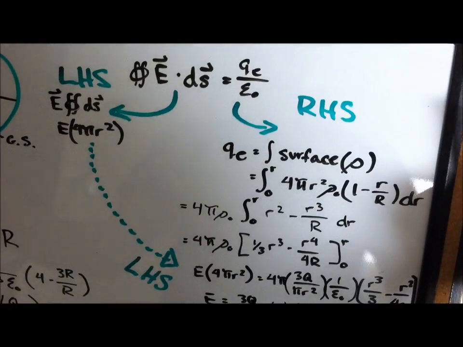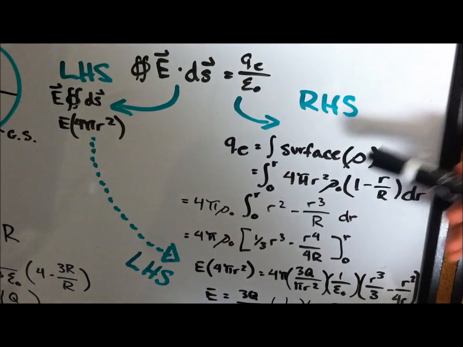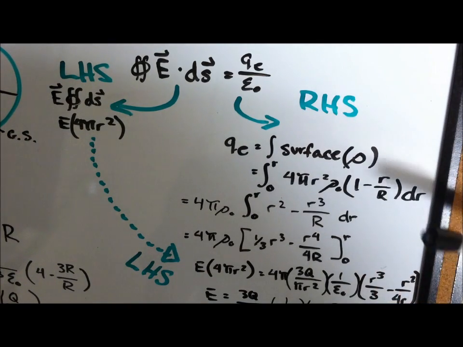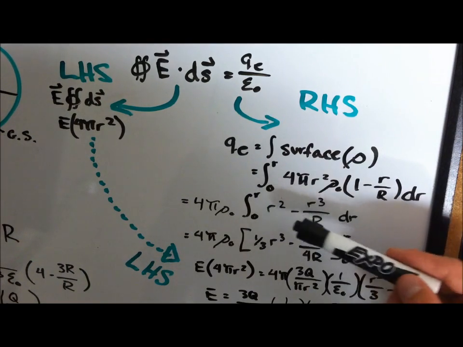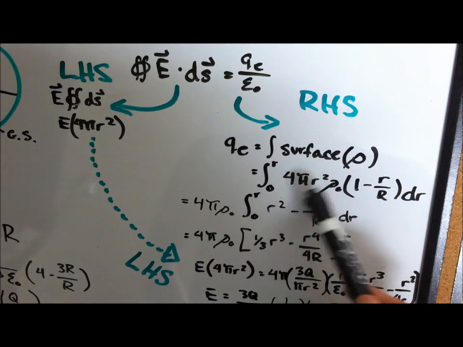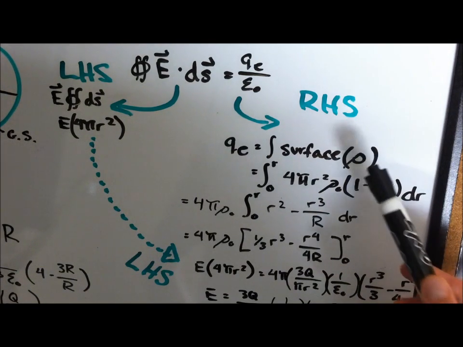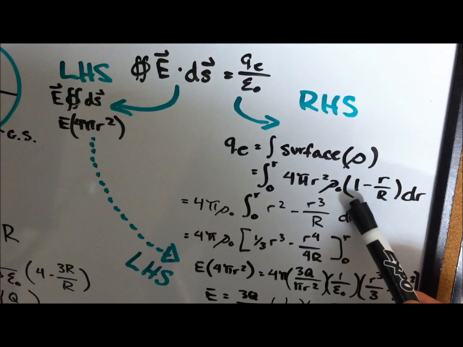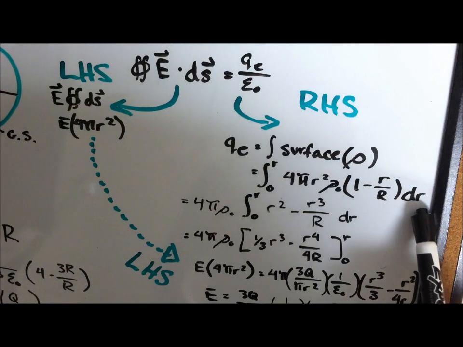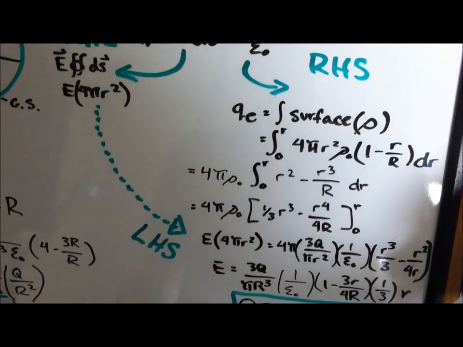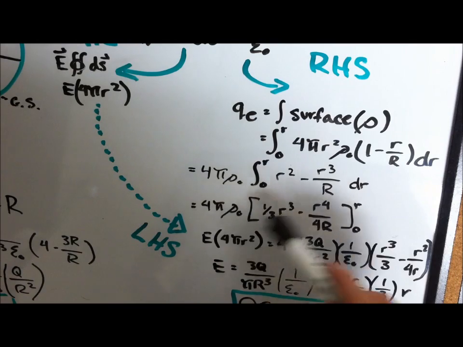So now we'll move on to the right side. For the Q enclosed, the charge of the enclosed area, we're going to have a surface times some charge density. This is going to be the integral from 0 to little r, and we're going to have 4 pi r squared as our surface, times, from the previous problem, rho naught times the quantity 1 minus little r over big R, with respect to r. Pull out the same constants as in the previous problem, and solve through it the exact same way.